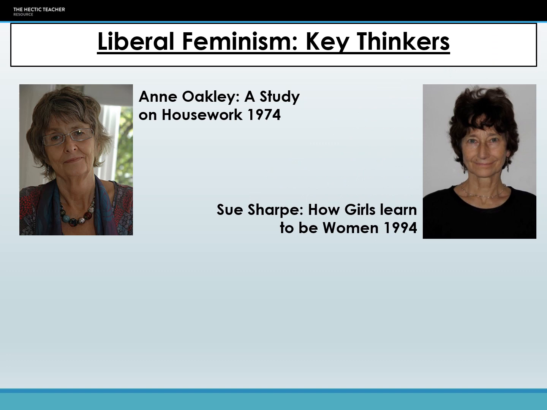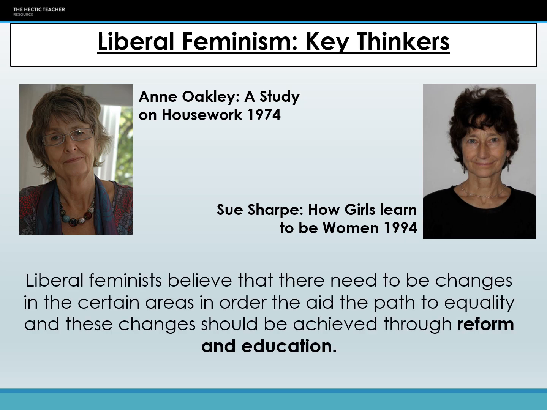We've also got Sue Sharp, and again we'll come across this study a lot more throughout this unit. She did a study, How Girls Learn to Be Women, in 1994. And this looked at how gender role socialization has changed over time. So liberal feminists believe that there needs to be changes in certain areas in order to aid the path to equality. But these changes should be achieved through education and reform.